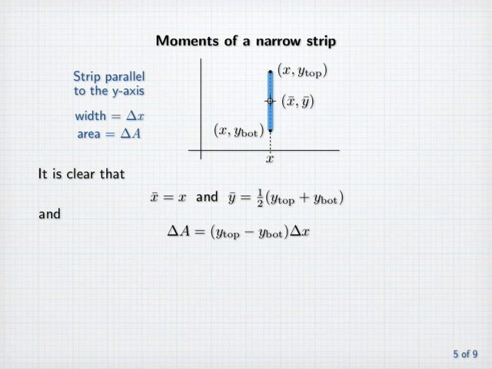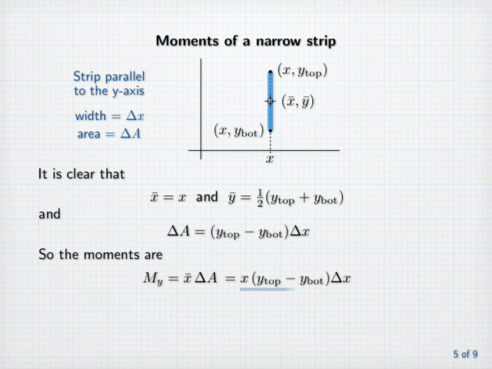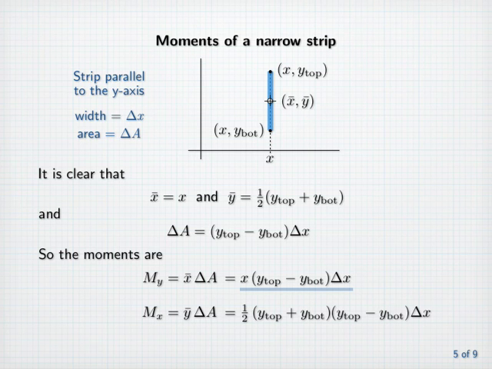So, the moment about the y-axis is x bar times area, which is x times y top minus y bottom times delta x. And the moment about the x-axis is y bar times area, which is 1/2 of y top plus y bottom times the area y top minus y bottom times delta x. Notice that when we multiply those two middle factors out, we end up with 1/2 of y top squared minus y bottom squared, all times delta x.